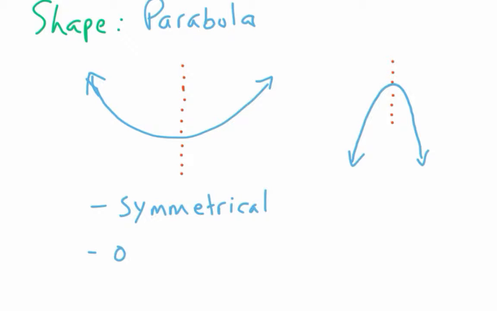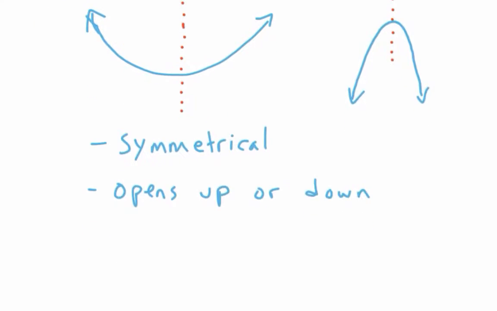The other thing is it's going to open up. So opens up or down. That if you have something that's more like C-shaped, kind of like opening up to the side, something like that, that's not a parabola. It's not a quadratic. All right, up to there?